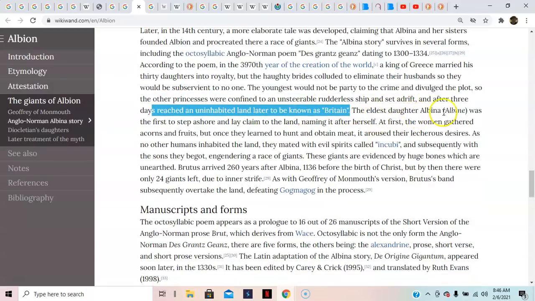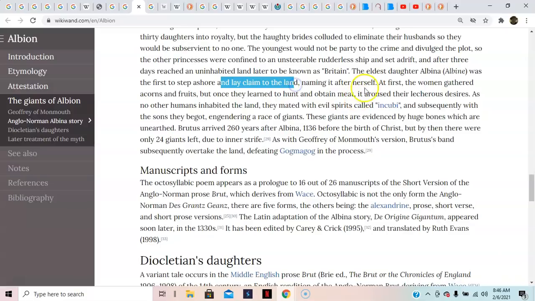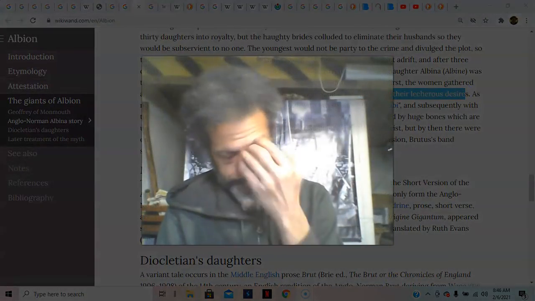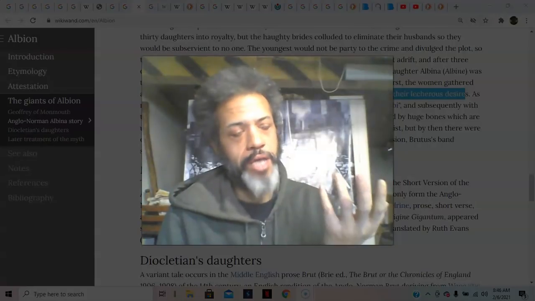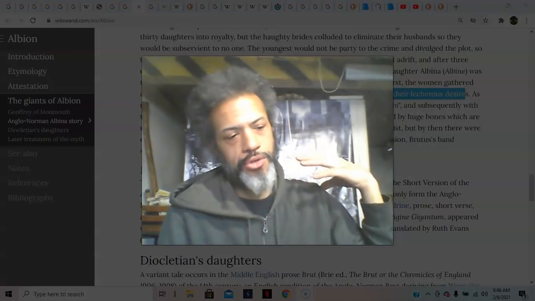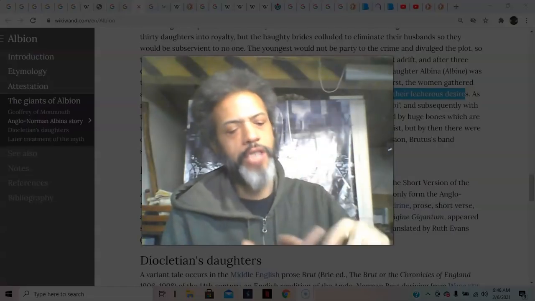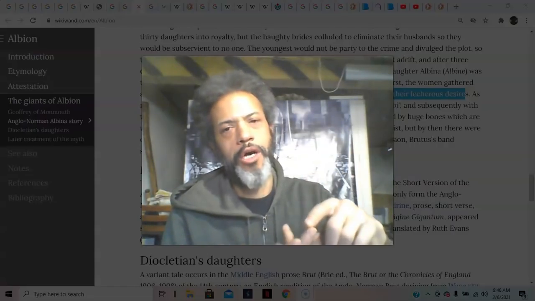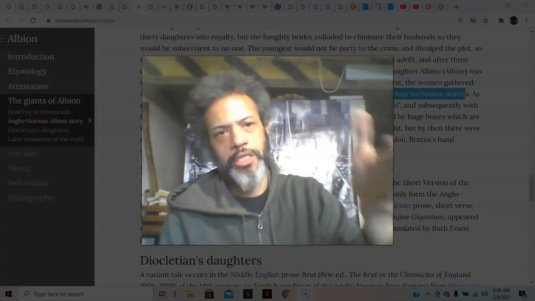The eldest daughter was first to step ashore, so she laid claim to it, naming it after herself. At first, the women gathered acorns and fruit, but once they learned to hunt and obtain meat, it aroused lecherous desires. So, if you have that scanner on your shoulder, that when you read things, you can tell if they're sexist, you can tell if they're racist. Okay, so this was a sexist statement, right?